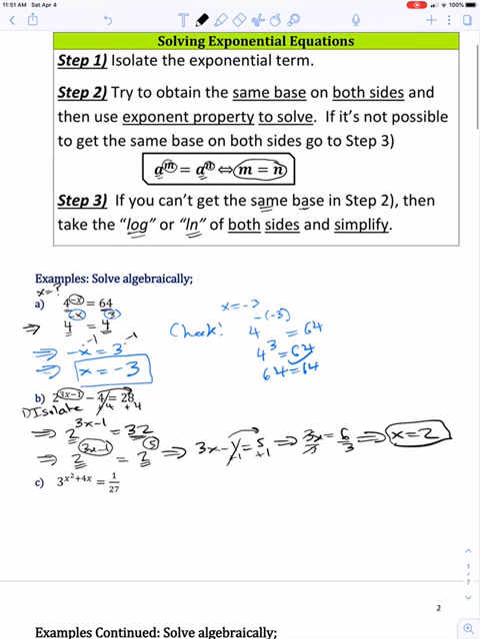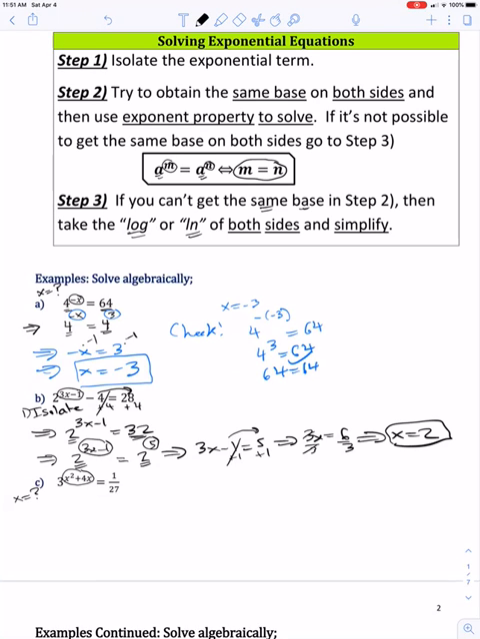And let's look at this next example, example C. All right, we've got 3 to the x squared plus 4x power equal to 1 over 27. So again, here's our exponential term. Again, I want to find out what x equals. We need to go ahead and isolate if it's not isolated. So that part is already done for us, right?